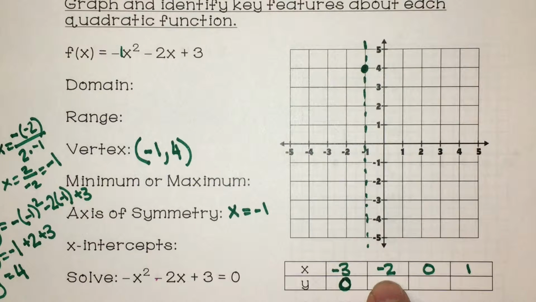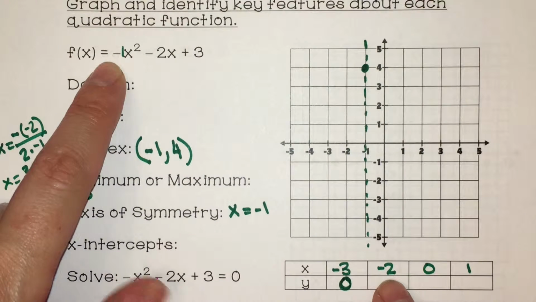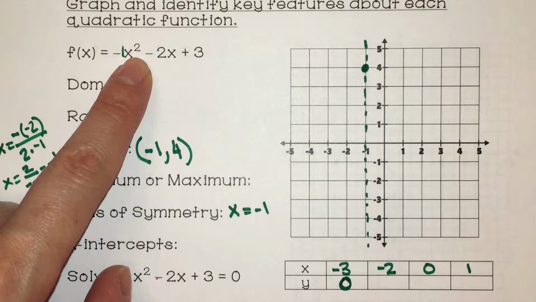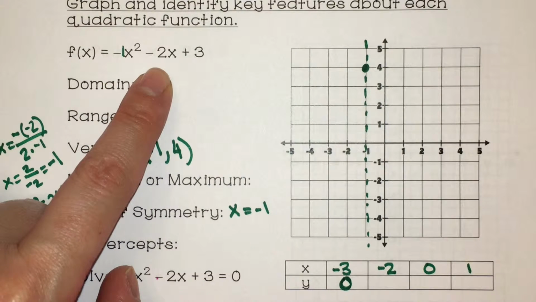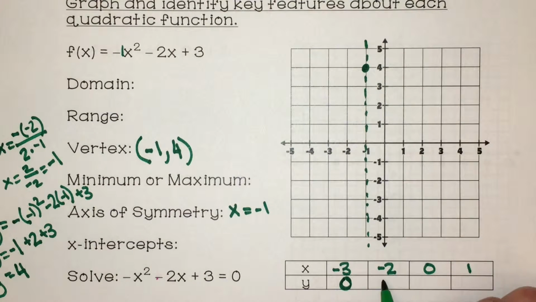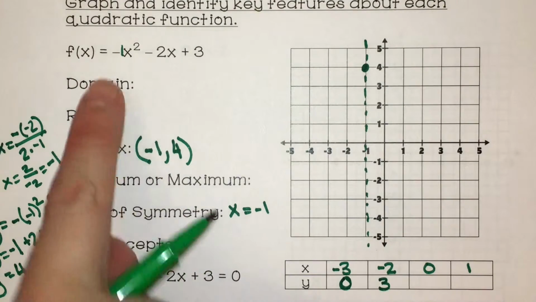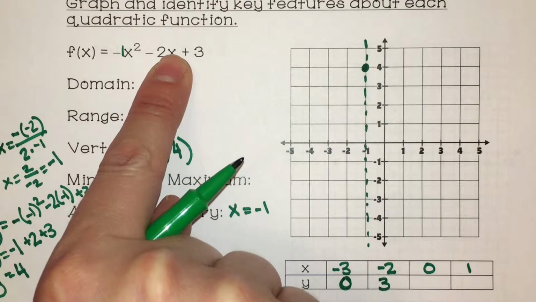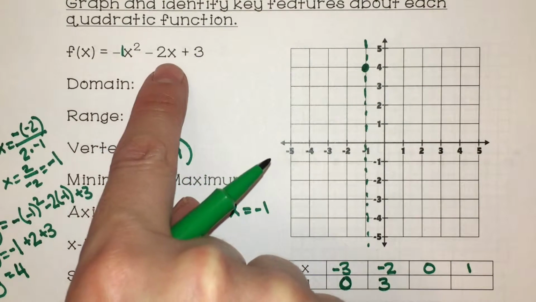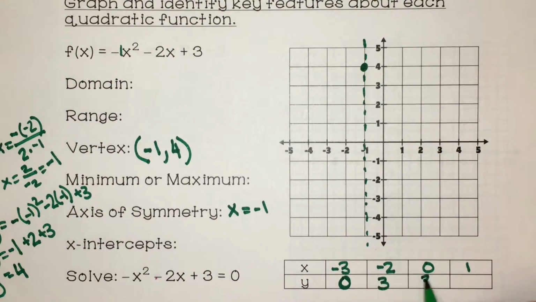Okay, next I'm going to put negative 2 in the calculator. So negative 2 squared minus 2 times negative 2 plus 3 gives 3 as a value. Okay, plug in 0. Well, we'll have 0, 0, because anytime you multiply times 0, you'll get 0. So we're left with just 3.